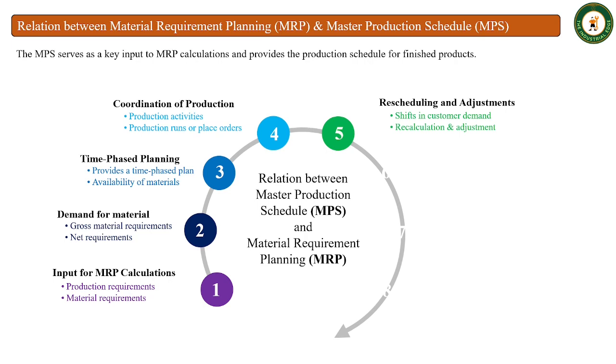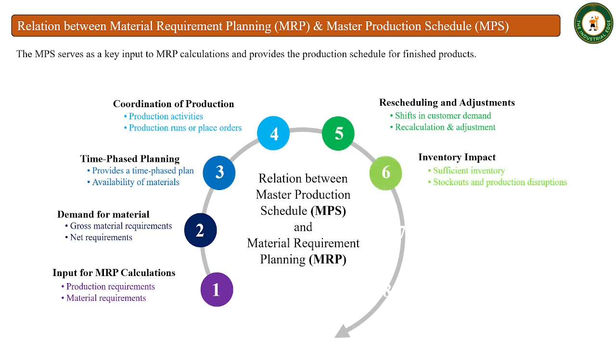If changes occur in the master production schedule due to a shift in customer demand or other factors, MRP adapts accordingly. It recalculates material requirements and adjusts recommendations for purchasing and production to accommodate any changes in the schedule.